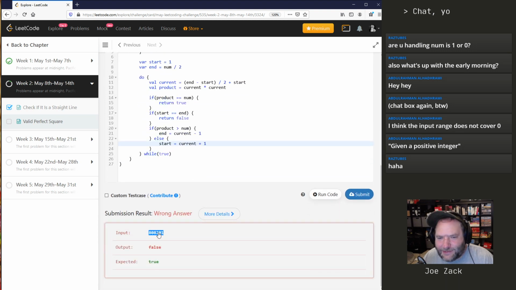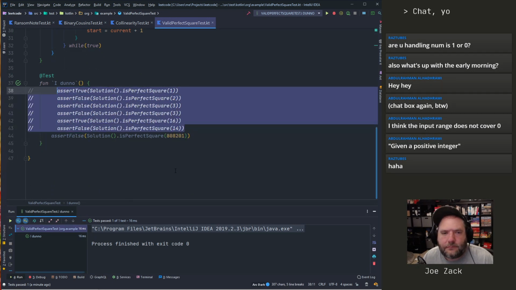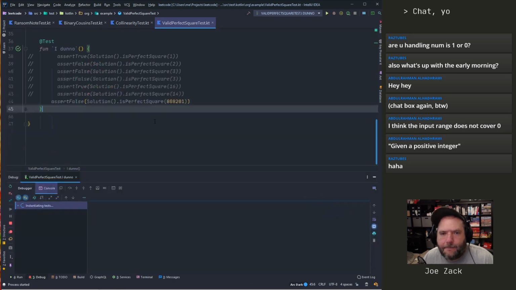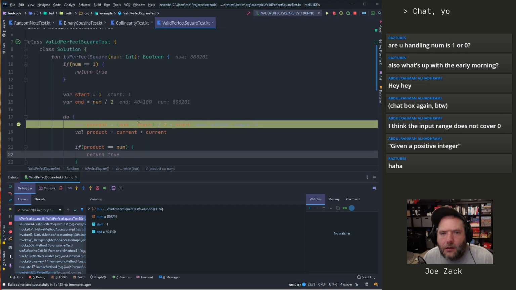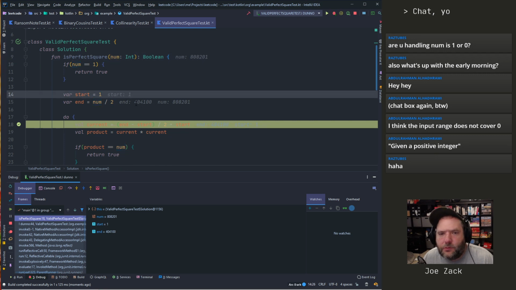Wrong answer. What? That's a perfect square? Okay, so what happened here? Got the breakpoint set. All right, so we got a big number here. 808201. Our start was 1, our end was 404100. Okay.